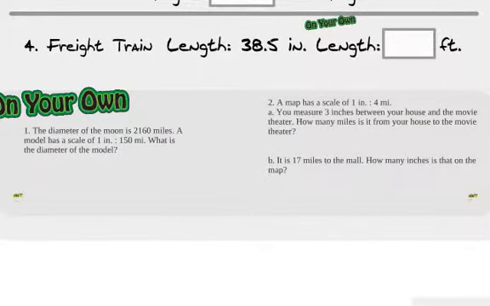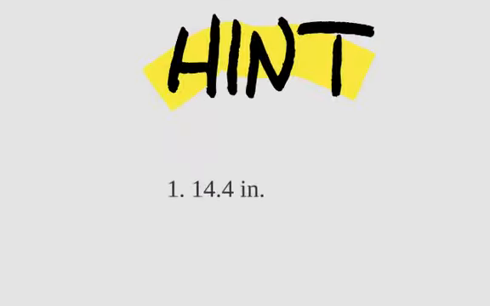The diameter of the moon is 2160, and a model of it is 1 inch to 150 miles. What's the diameter of the model that you would actually use? Again, set up a proportion. Here we go. It'd be about 14.4 inches.